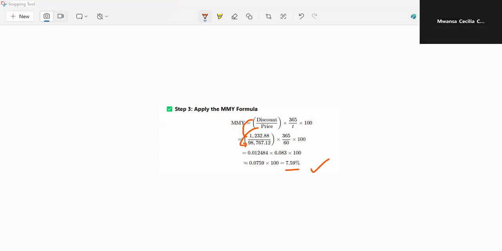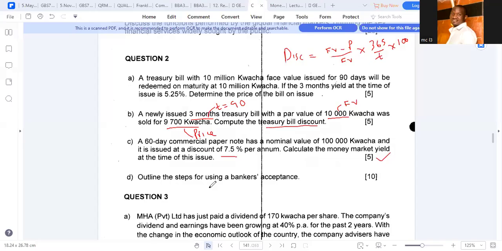Yes, so far, so good. Okay, then our last question for the morning: outline the steps for bankers' acceptance. So we talked about the steps for bankers' acceptances. Who remembers? What are the steps that are involved in bankers' acceptance?